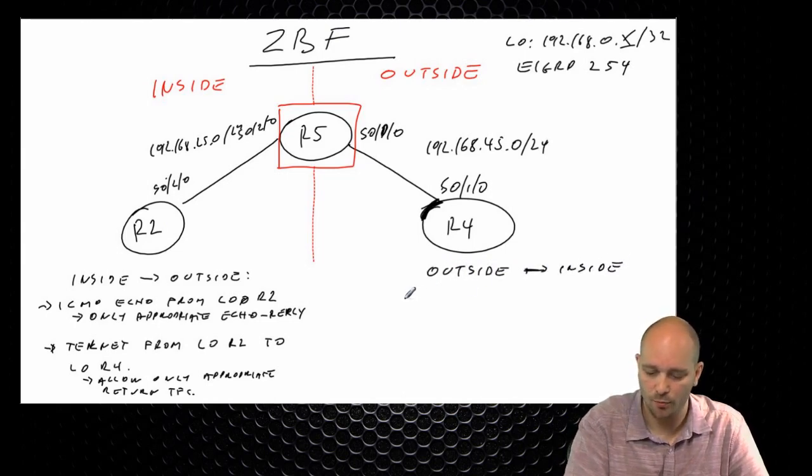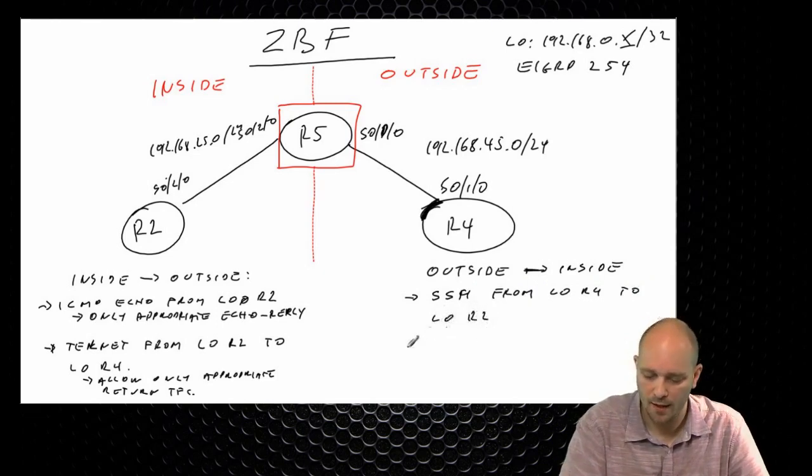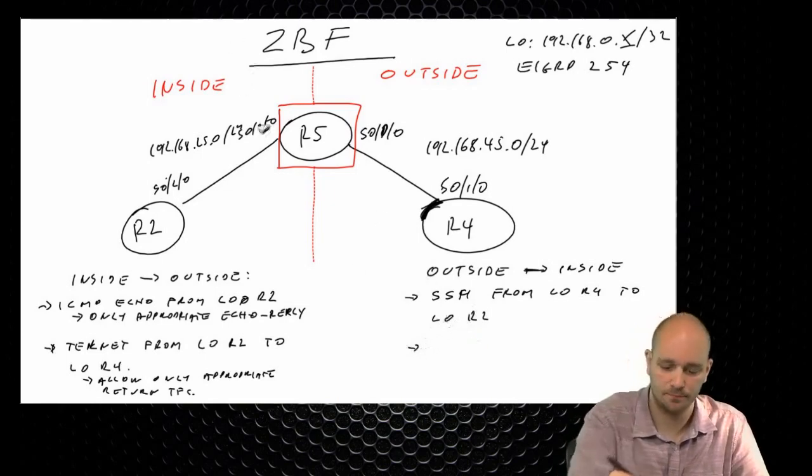I want to allow SSH from loopback 0 of R4 to loopback 0 of R2, and I want to have, let's say in this case, unrestricted. Actually, no, let's just do that. Just very, very simple stuff.